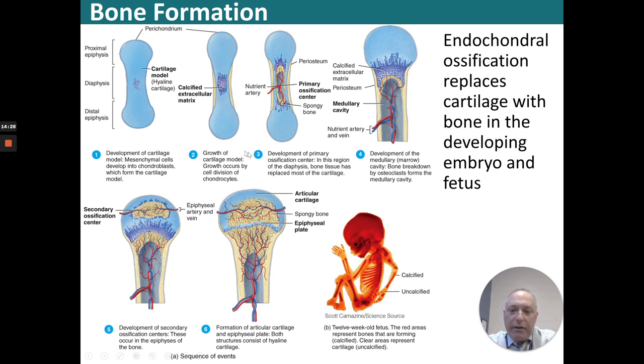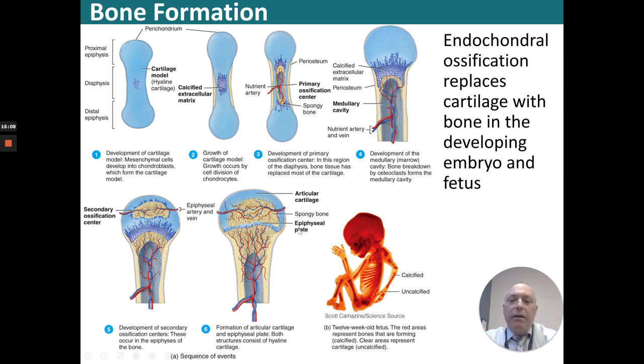So the third step is development of the vasculature, and the fourth step, marrow starts to develop in the medullary cavity. Fifth step is development of secondary ossification centers. So these are in the epiphysis, and you start to get a line, which is your epiphyseal plate. This is where growth is going to occur to make the bone longer.